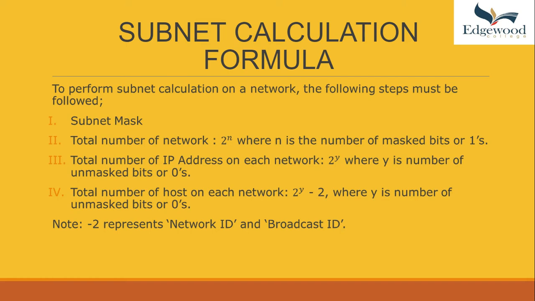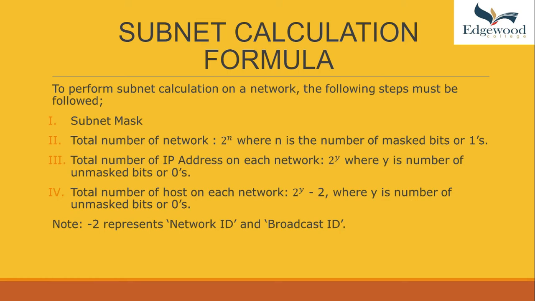Then for the third, we are going to look for the IP addresses on each network. Do you get it now? The total number of IP addresses on the network, which is 2 raised to power y, where y is the number of unmasked bits, or you call it the number of zeros. Do you get it now? The next one is what? Total number of hosts on each network, which is 2 raised to power y minus 2. We said before, y is the number of what?